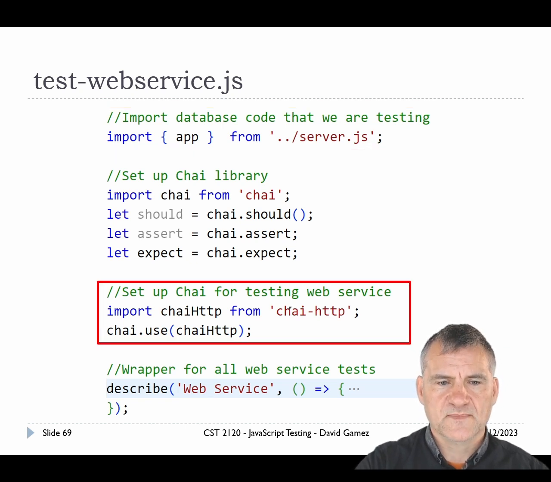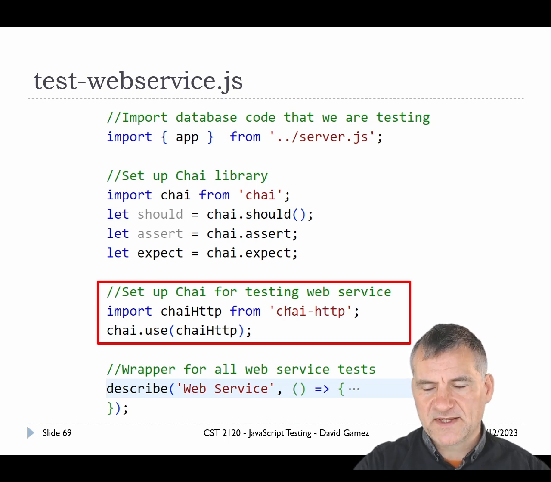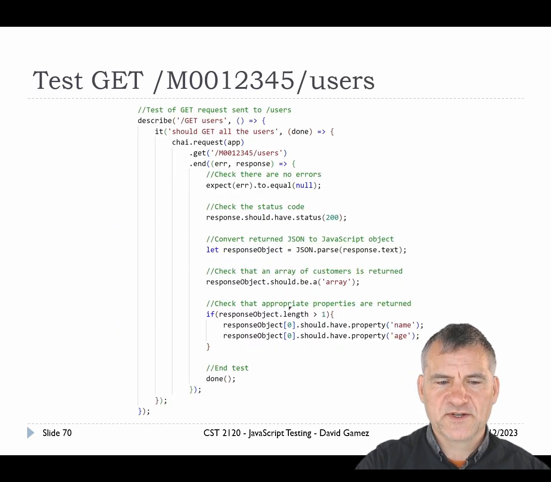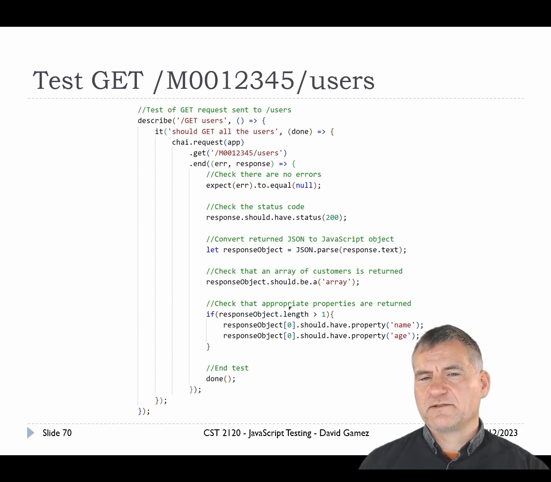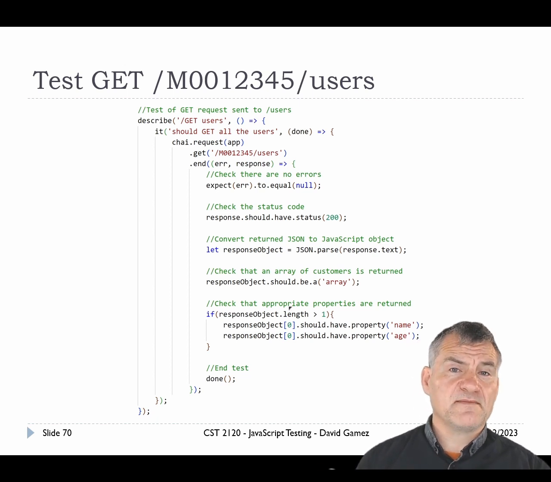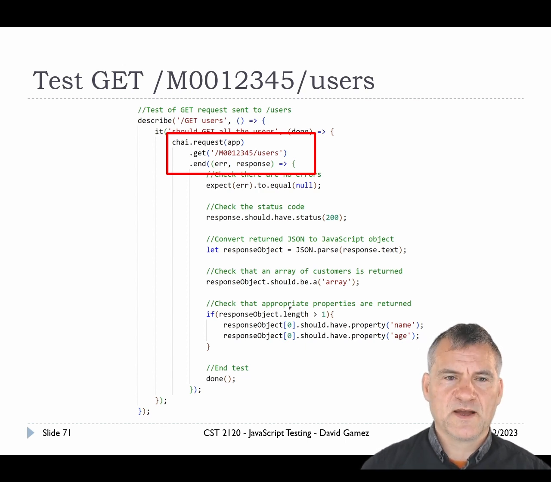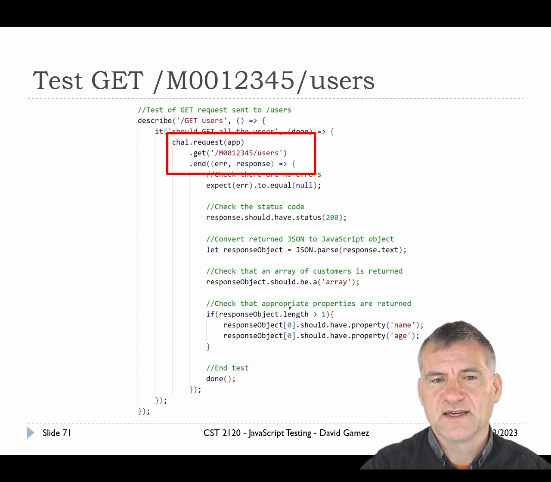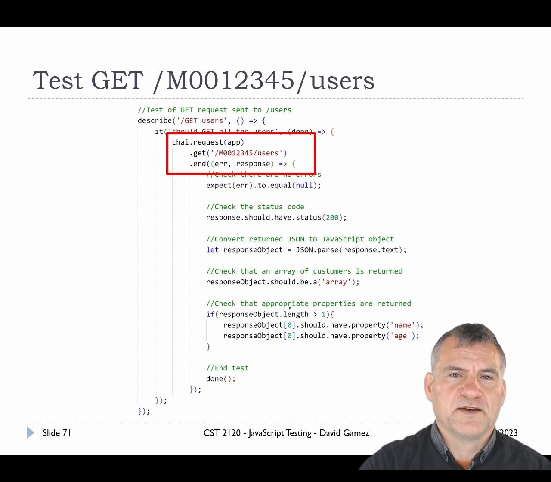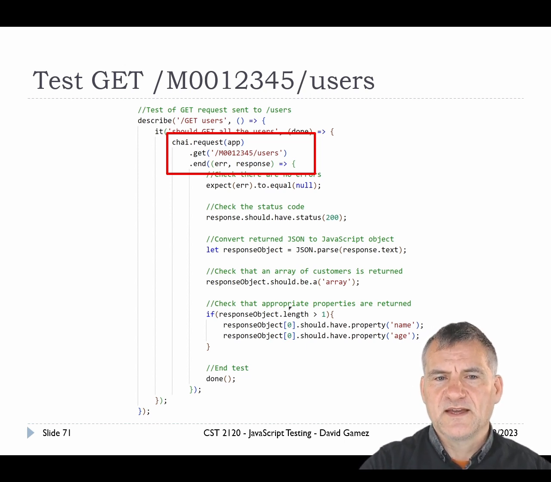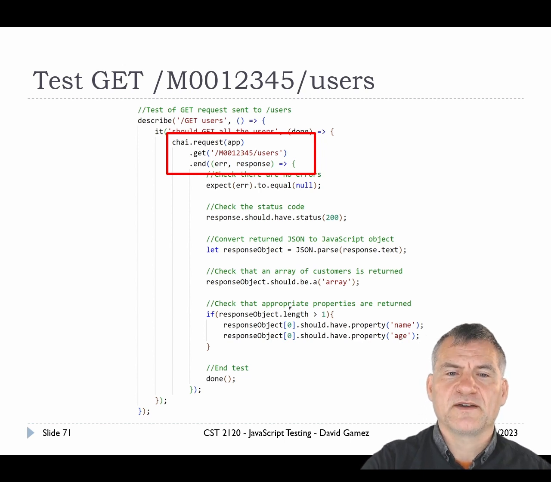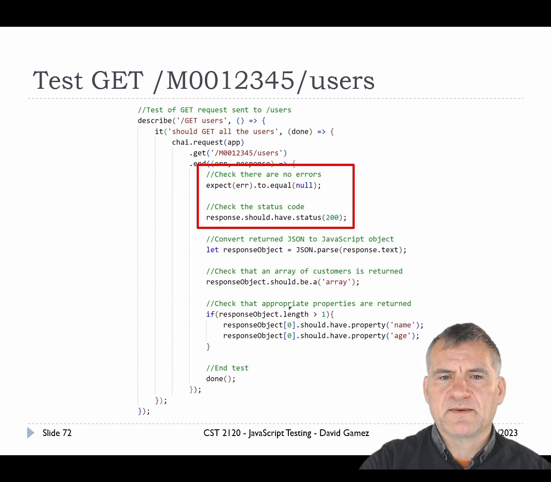We also need to use the Chai HTTP module to be able to send get, post, put, delete, etc. Then we have our tests, which look pretty much the same as the other kinds of tests, except the difference here is that to ping the web service, we do this Chai request.get, and presumably could do post, delete, etc., which I haven't tried myself. So we use Chai to send a get request to that path, and then we get back error and response in the callback.